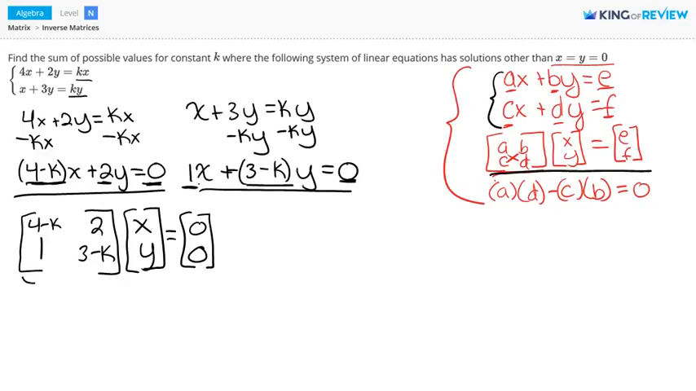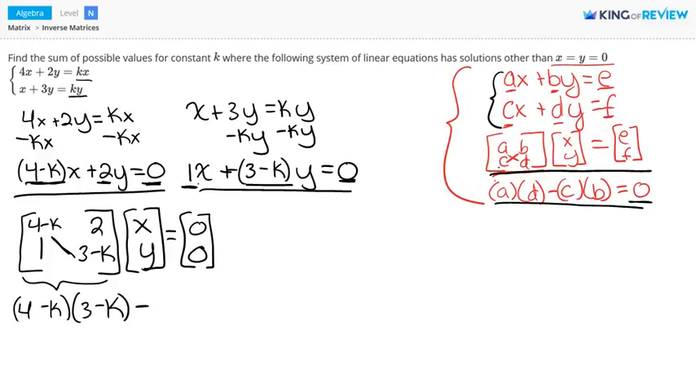Now we need to figure out what the determinant of this coefficient matrix is. And we do that by multiplying a times d minus c times b. And again, we're going to set it equal to 0. So we're going to multiply these two together first. 4 minus k times 3 minus k. Then we're going to subtract the product of these two entries, 1 times 2. And this is equal to 0.